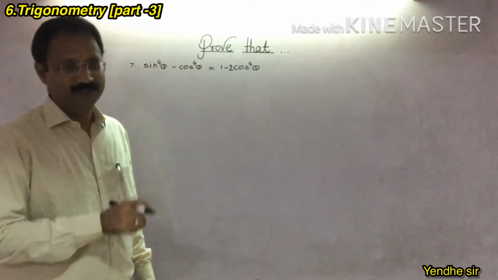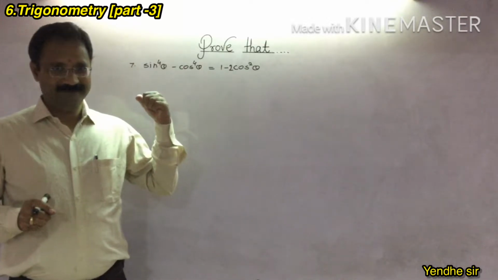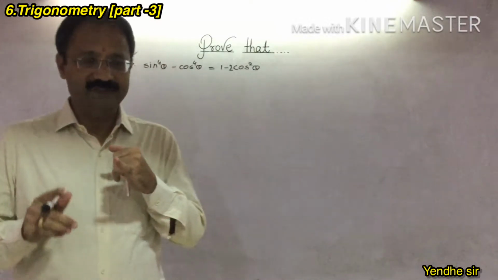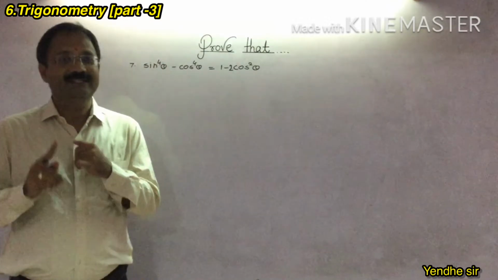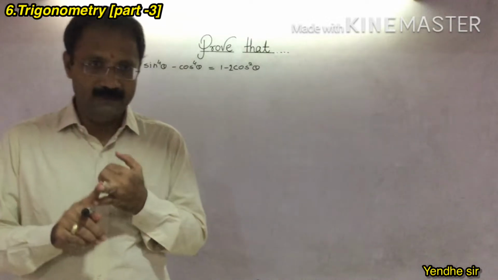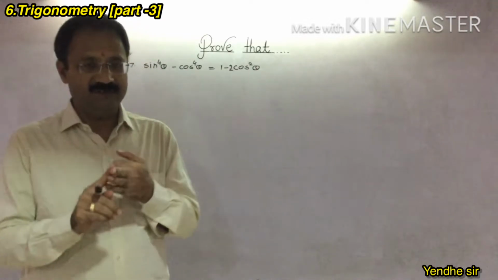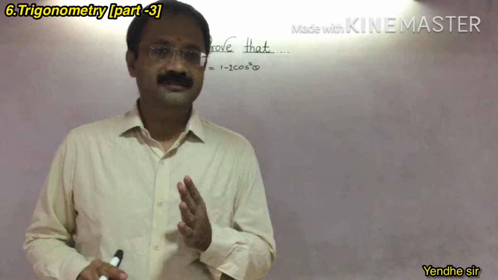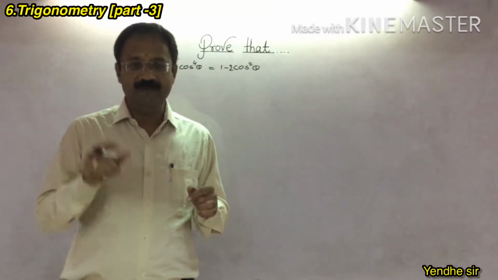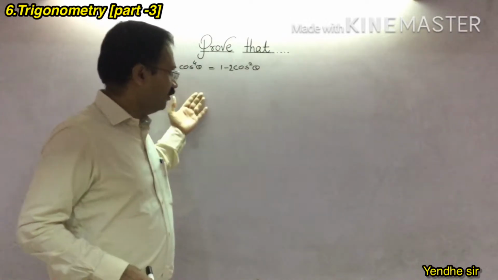Hi and hello students. Let's start the next part of the prove that. Let's revise all the rules. Which is the first rule? Yes, always take the LHS. Second rule, write the formula. Third, if the denominator is not same, then cross multiply. Which is the fourth rule? Take the common. Fifth one, yes, sin square theta plus cos square theta. And the last one is our target. So let's solve this one.